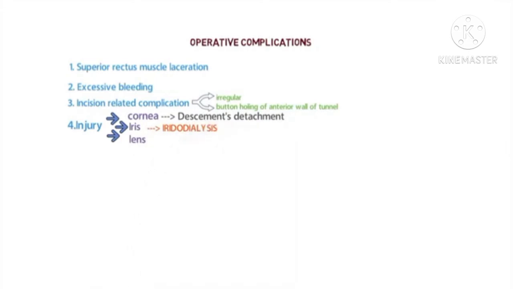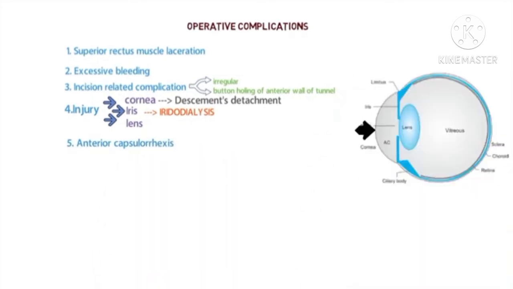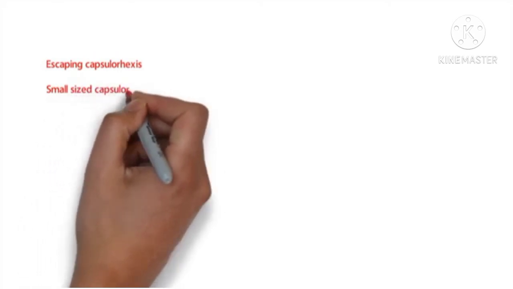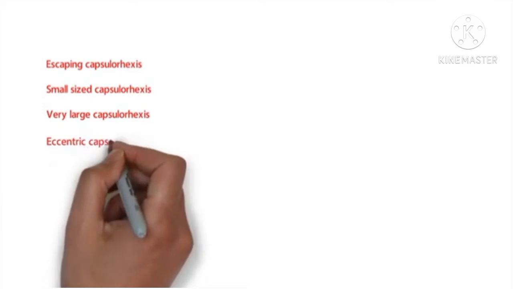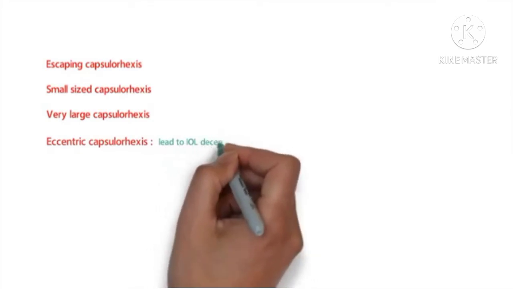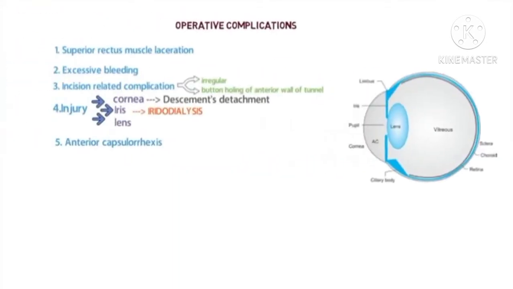Then there are complications related to anterior capsulorhexis, because first there is the anterior capsule. So there might be problems like escaping capsulorhexis, a small capsulorhexis, or a very large capsulorhexis, which may cause problems for the placement of the intraocular lens. And remember that eccentric capsulorhexis can lead to intraocular lens decentration at later stages. So these are the problems due to anterior capsulorhexis.